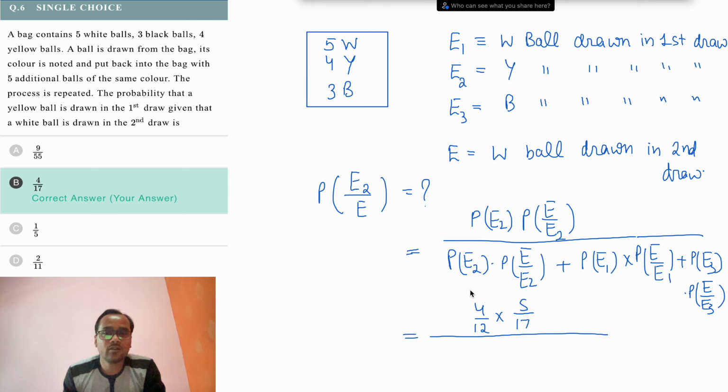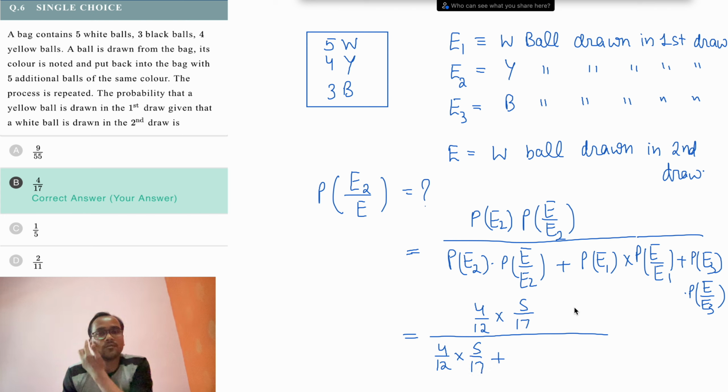In the denominator, probability of E2, again, probability of E2 means probability of yellow ball in the first draw, that is 4 upon 12. Probability of E given E2 means probability of white ball in the second draw. So probability of white ball in the second draw will be 5 upon 17 because 5 yellow balls are added. So 5 plus 4 plus 3, 12 plus 5 again, 17 balls total are there. So 5 by 17.